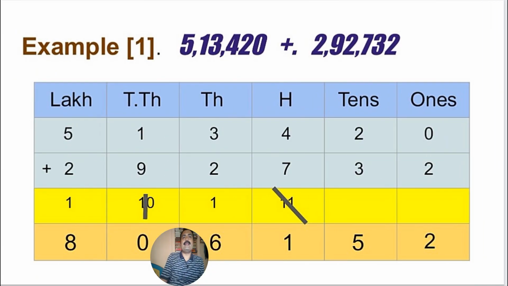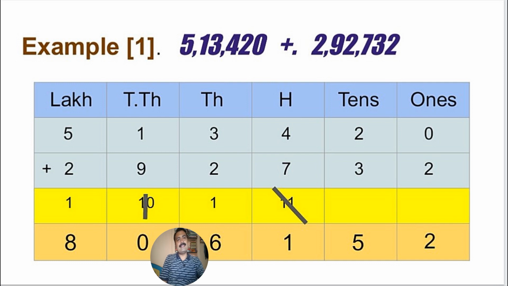On the next slide we are taking the first example related to our class 5. In this slide you have to observe the addition of two numbers. The first number is 5,13,420 plus the second number 2,92,732. In this example both numbers are of a similar number of digits: the first number is of 6 digits and the second number is also of 6 digits.